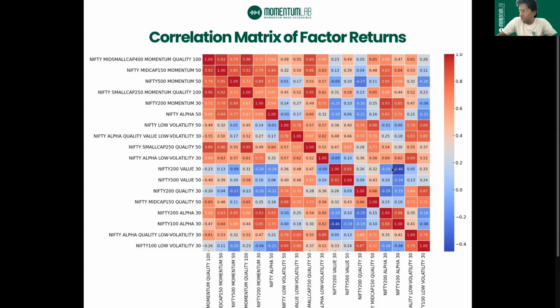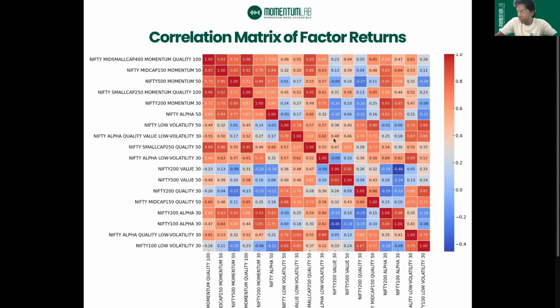First, we'll take those factors which exhibit the least or negative correlation. That is Nifty 200 Value 30 and Nifty 100 Alpha 30. That's one. The second is we'll take two strategies based on momentum. One is Nifty 200 Momentum 30 with Nifty 200 Value 30, as well as Nifty 200 Momentum 30 with Nifty 200 Quality 30. Since we already know that momentum as a strategy works really well, we want to see what kind of strategies can complement momentum. Within the Nifty 200 Momentum 30, these two seem to be least correlated, that is value and quality.